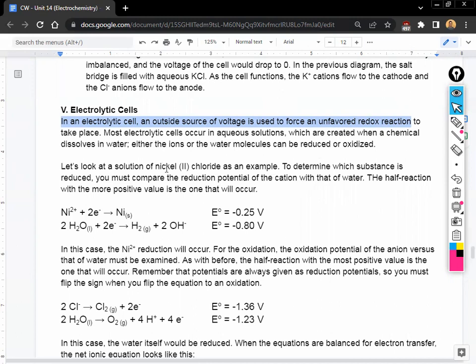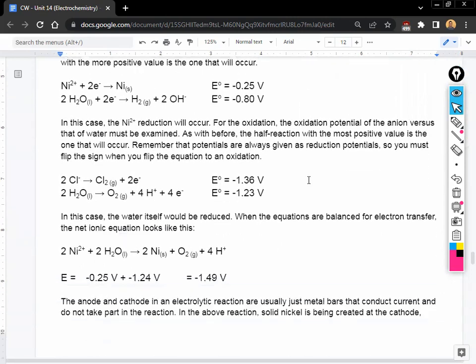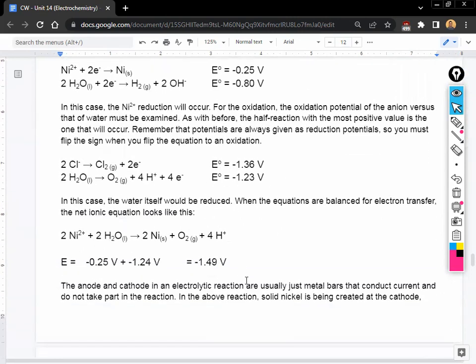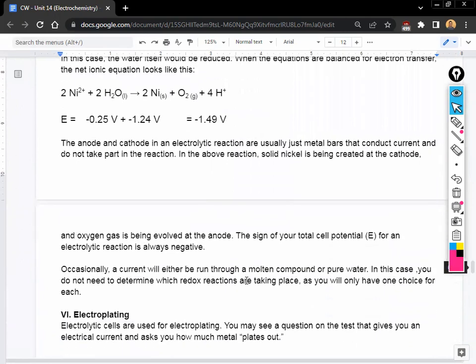A good example right here is nickel(II) chloride. If you take a look at nickel(II) chloride, this half reaction does not want to happen, but we can use external force to push that along. The key thing, and this isn't very common, so don't spend too much time on this part, is to just remember that we use outside forces to force an unfavored chemical reaction, okay? And this is all just more examples if you want to check it out, but it doesn't really matter, okay?